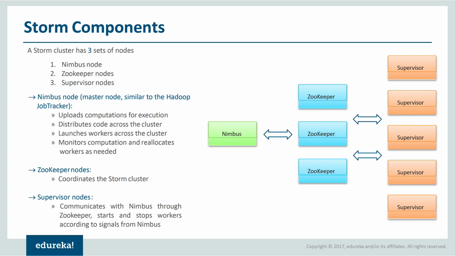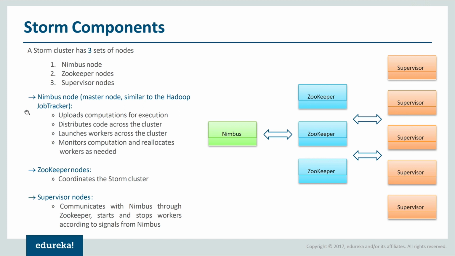This supervisor is not one of your bolts. The supervisor is a daemon process run by Storm just to take care of all of your spouts and bolts within that worker. Storm mainly has 3 sets of nodes. One is the Nimbus node, another is the Zookeeper node, and the third is the supervisor.